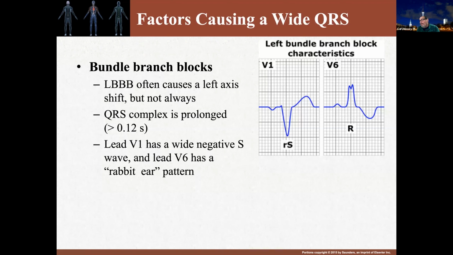A left bundle branch block will sometimes cause a left axis shift. Again, we have a prolonged QRS complex. So notice how spread out this is. And the characteristics of a left bundle branch block are lead 1 showing a very wide negative S wave, and V6 having this kind of rabbit-ear appearance to it.